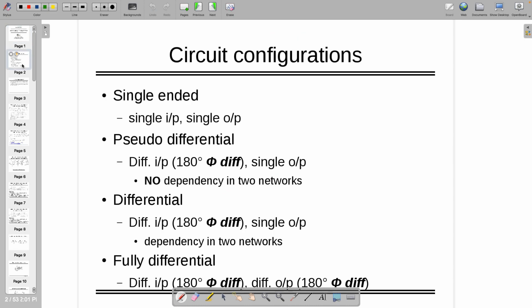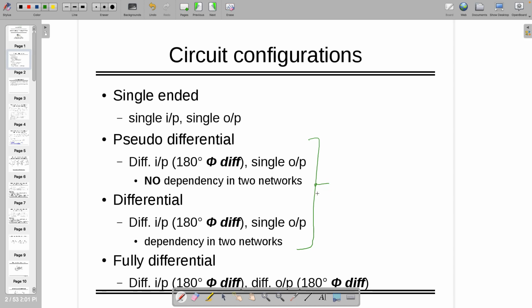So a few things are there. One is called single-ended. Single-ended is the one where a single input and a single output is there. Whereas pseudo differential is the one where two inputs are there but a single output, and there is no dependency between the two networks. Whereas in the differential, two inputs are there, one output. However, there is dependency in the particular networks.